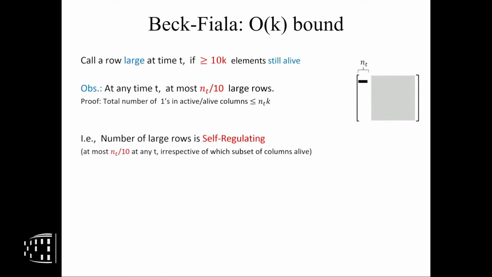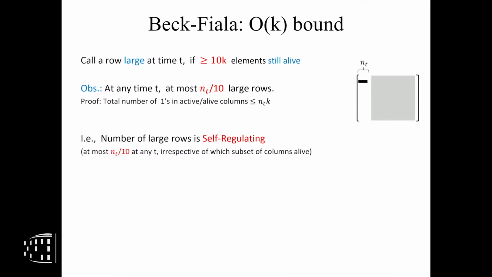So here was the idea of Beck-Fiala. These large rows are dangerous. As the algorithm goes over time, maybe you have already colored some of these things to plus or minus 1. The rest are my alive columns, so n_t of them. At any time, I'll call a row large if its support restricted to these alive columns is more than 10k. So it's currently still large.